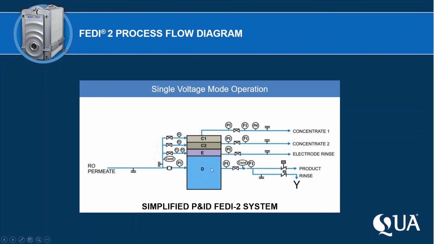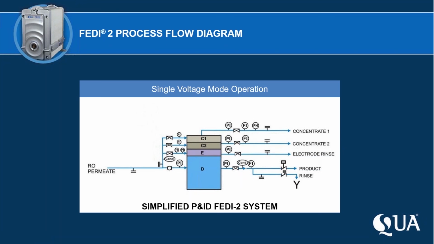So this is a single voltage mode. The RO permeate comes in and runs through the dilute. We have an electrode rinse, and then it goes through one concentrate to the second concentrate, and then leaves as one stream. Well, actually, there's two streams in this case. I apologize. So in single voltage mode, we're running the concentrate in both stage 1 and stage 2, so we have the reject from both. So you can run in a single voltage mode while still controlling your concentrate in both compartments. And then we have the product.